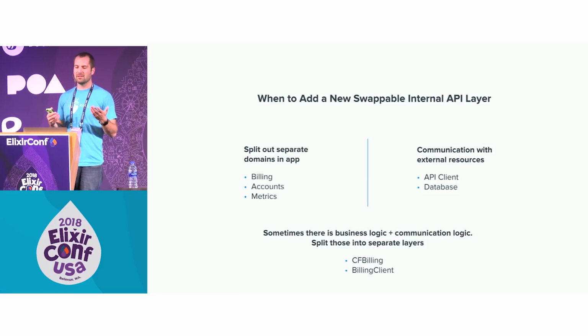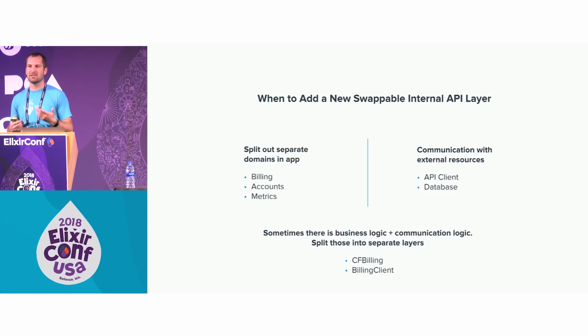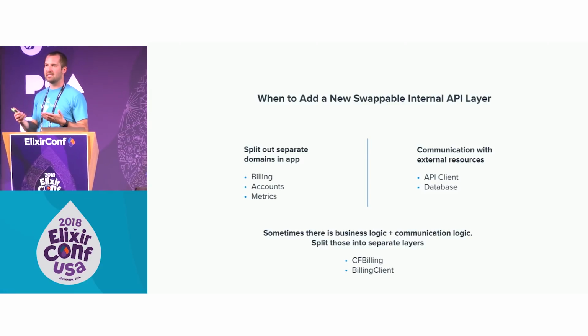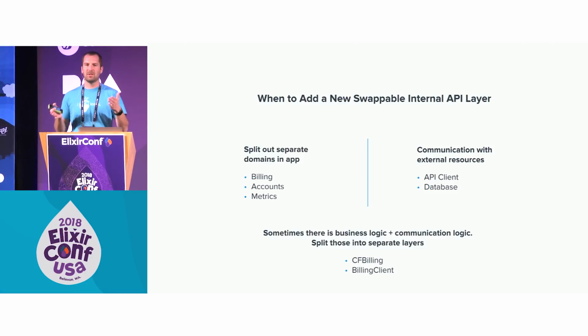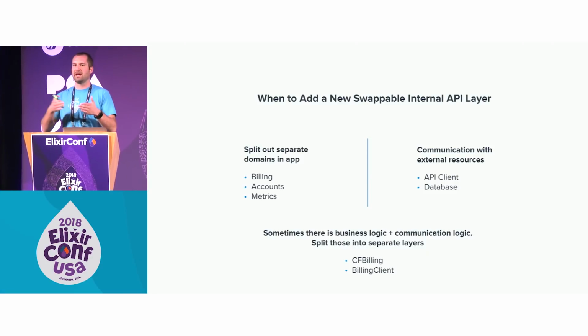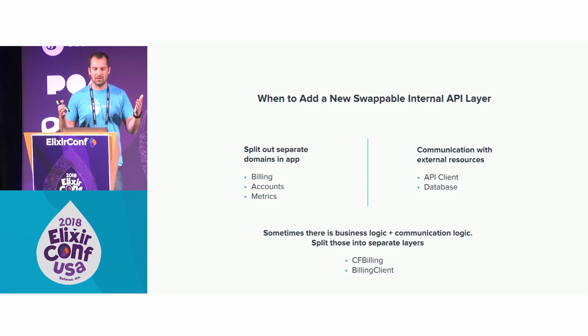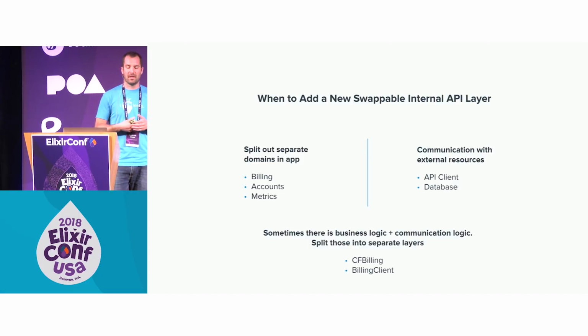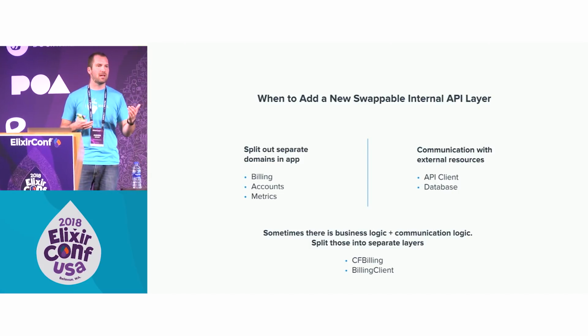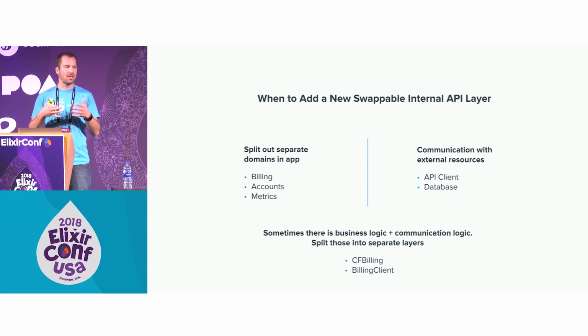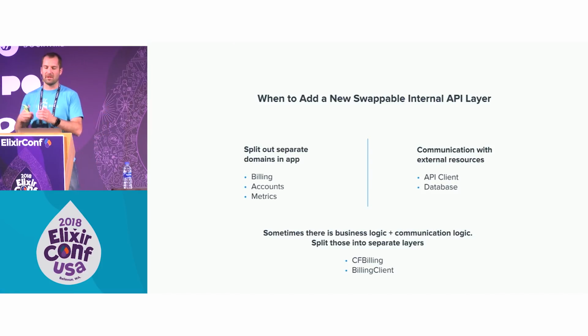Also, when there's communication with external resources, it's good to be able to test the API client or the database client separately as well. And then, as you're building business logic on top of that, you don't have to talk to the API or the database. You can just return mock responses, and things work great there. Also, if you have a case where business logic meets communication logic and they're kind of tangled together, that's a good spot to separate things out. So you can test your business logic separately from your communication logic.